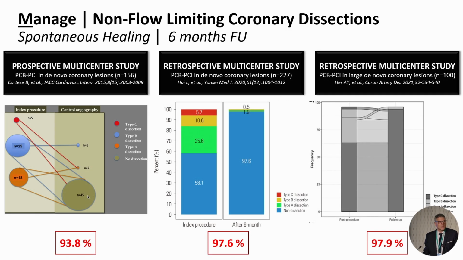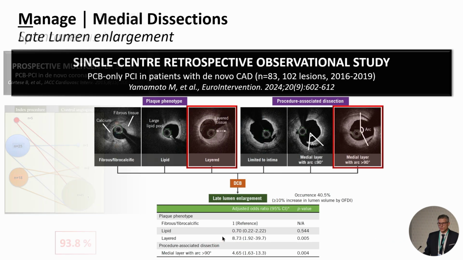So how to manage these coronary artery dissections? We all know that at 6 months, the vast majority of coronary dissections heal spontaneously, and this has been shown quite consistently across several cohort studies.